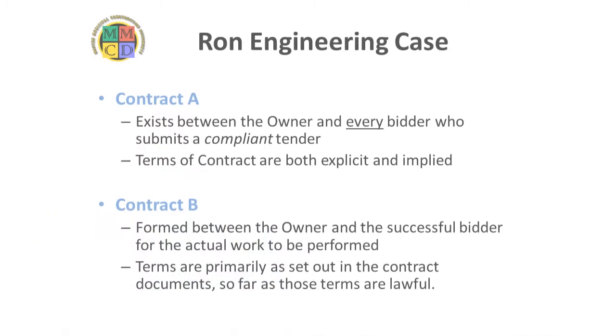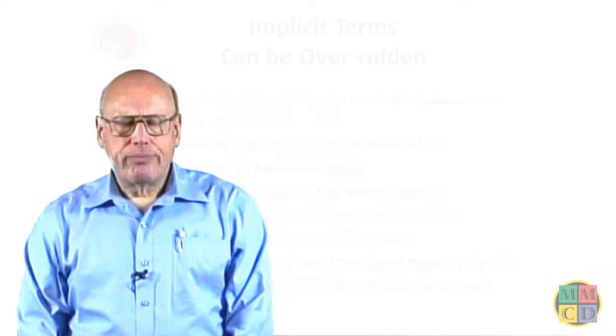In 1981, the Supreme Court of Canada decided a case called Ron Engineering that set the rules for contract tendering in Canada ever since. In that landmark ruling, the court determined that when a tender is offered, a valid contract comes into force between the owner and every bidder who submits a compliant tender. In their terminology, each of these is a Contract A. Contract B is the eventual construction contract which will be signed with the successful bidder. In this video, I'm only going to talk about the terms of Contract A.